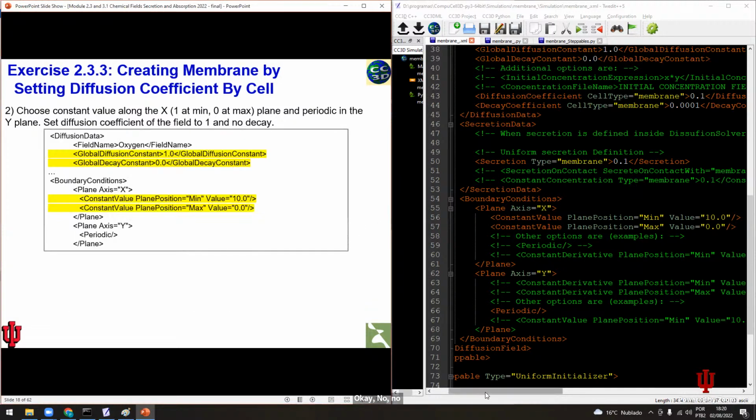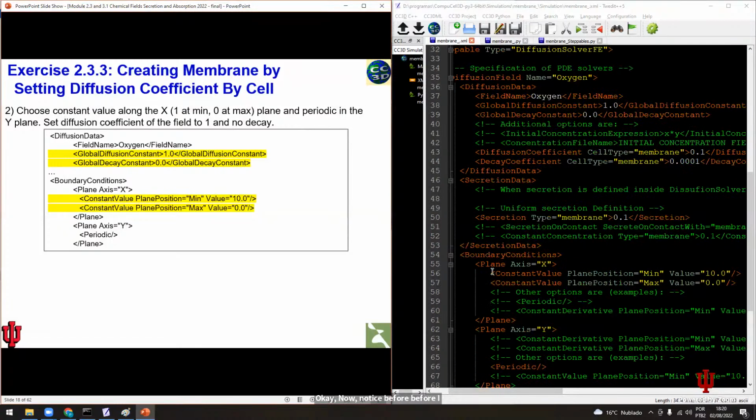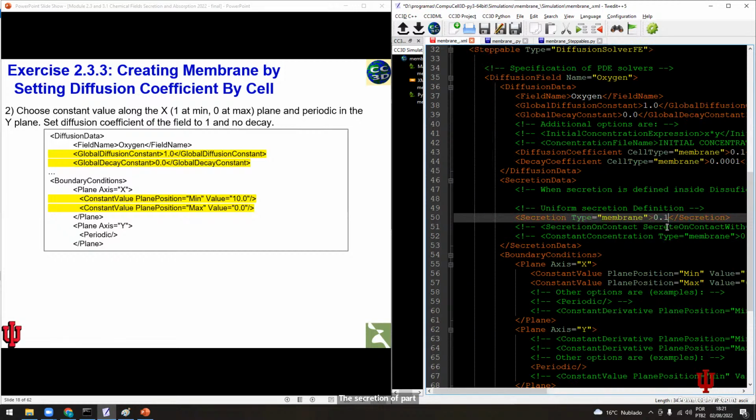Now notice, before you run, there are some other specifications. For example, there is a secretion in cell membrane, in membrane cells, set to 0.1 in line 50. We don't want that. So comment it, line 50. Comment the secretion part, or set it to 0 as well. Also works.